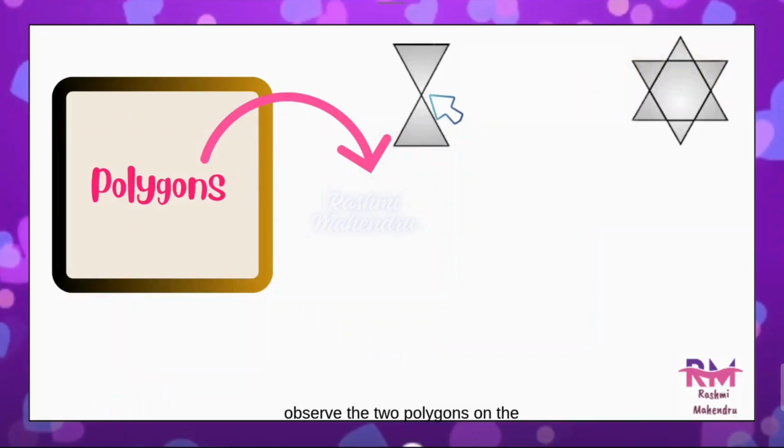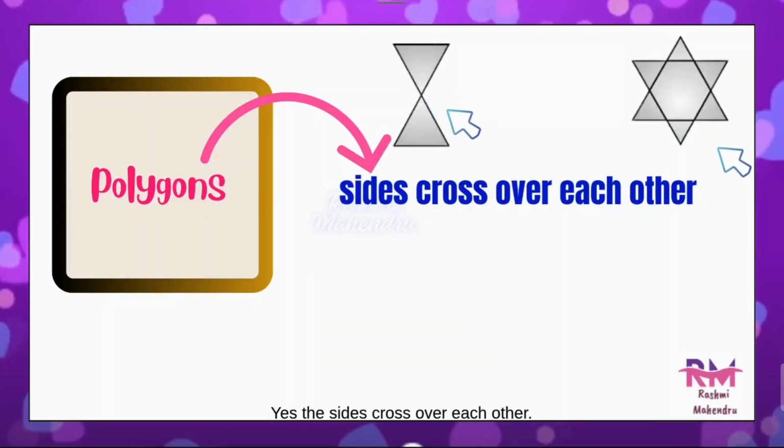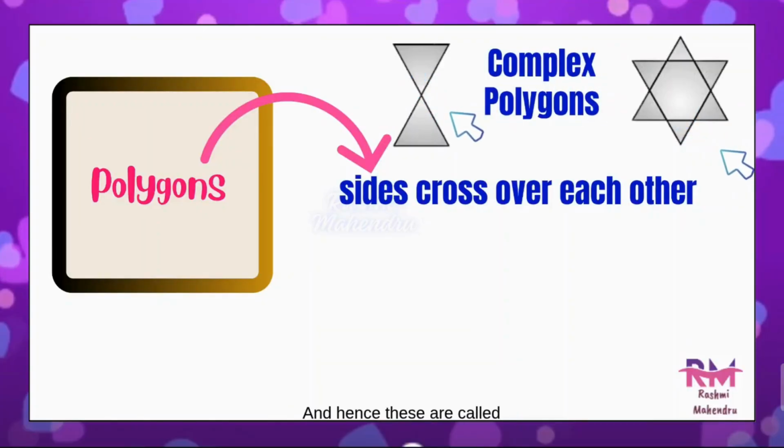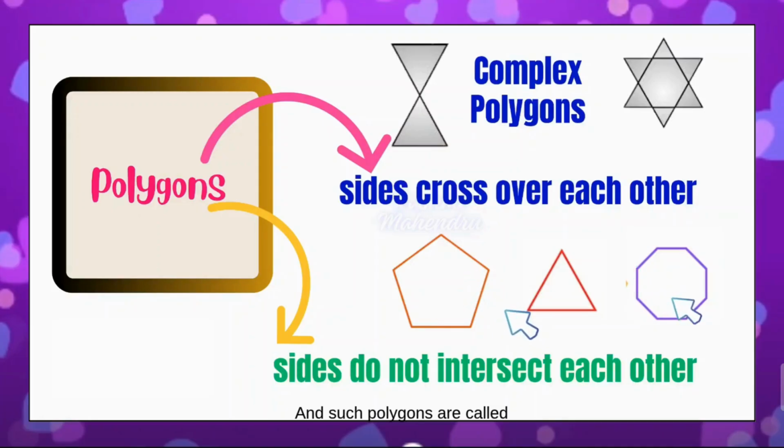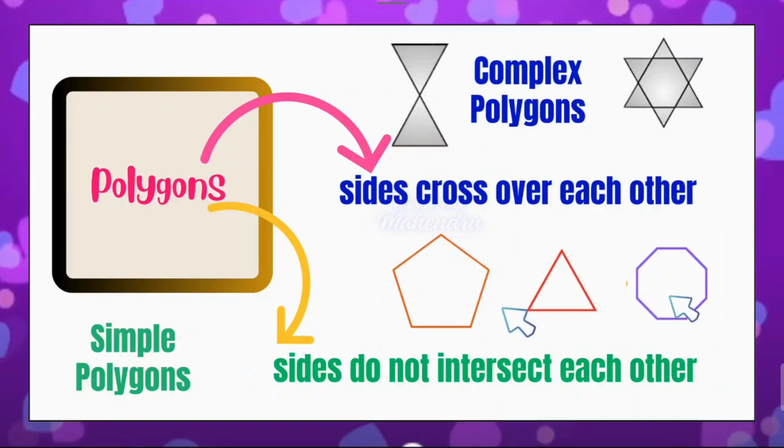So, observe the two polygons on the screen. Can you observe the point of intersection? Yes, the sides cross over each other, and hence these are called self-intersecting or complex polygons. Whereas the three polygons that you see on the screen now, which you are also familiar with, their sides do not overlap or intersect each other, and such polygons are called simple polygons.